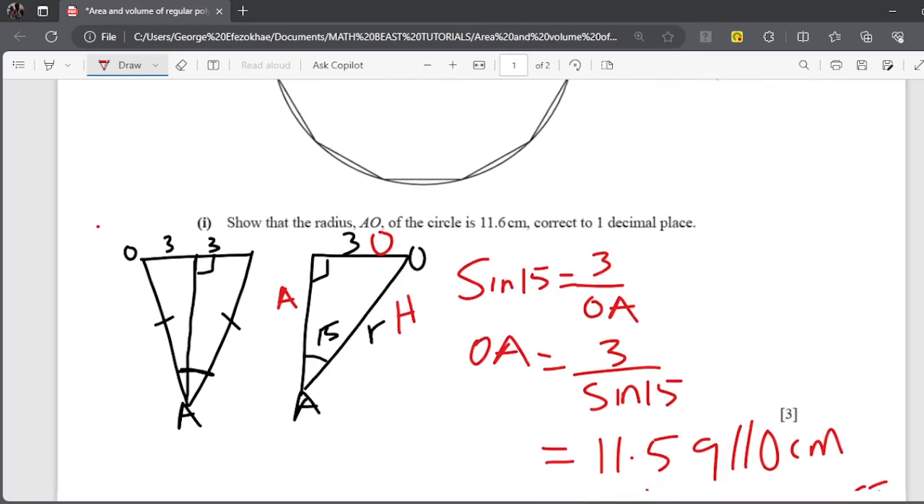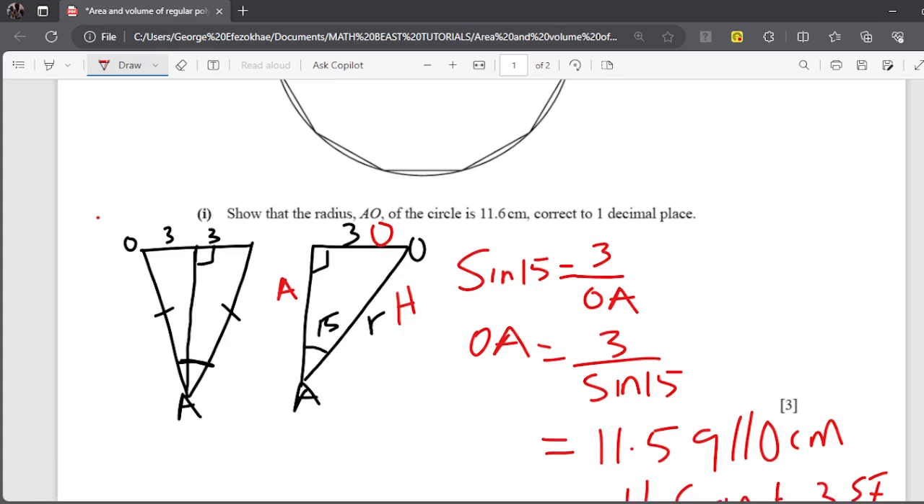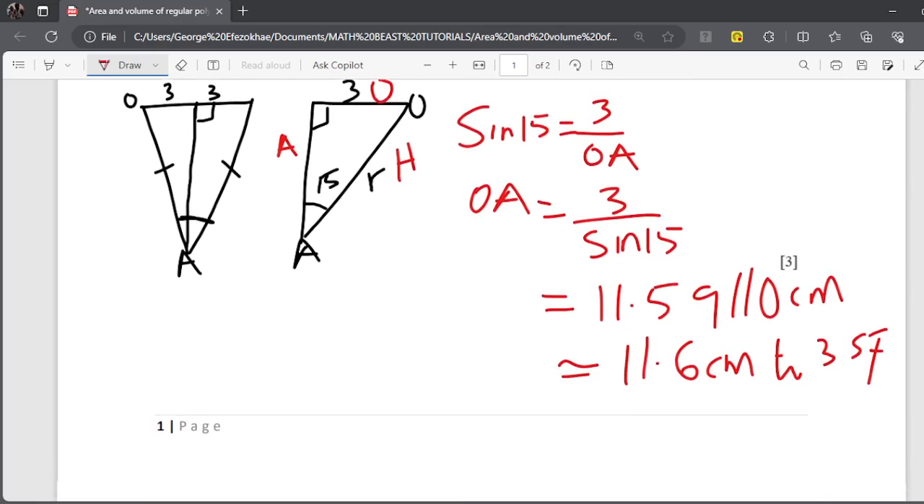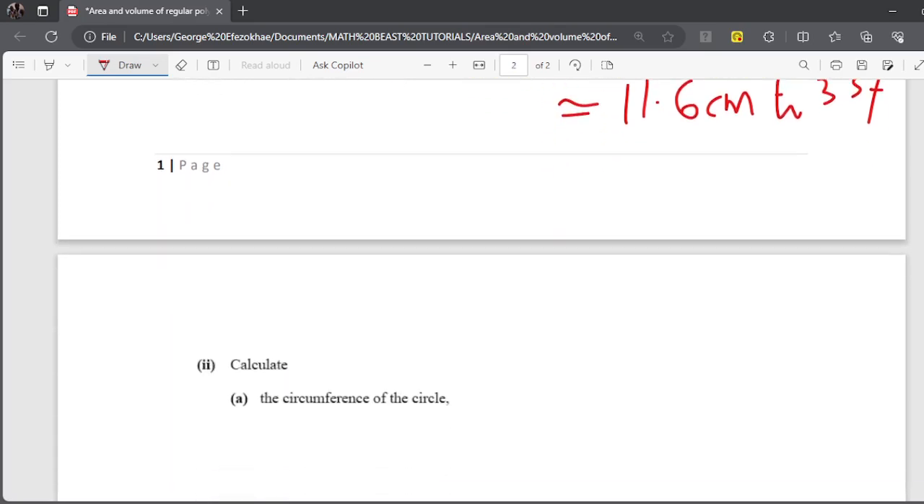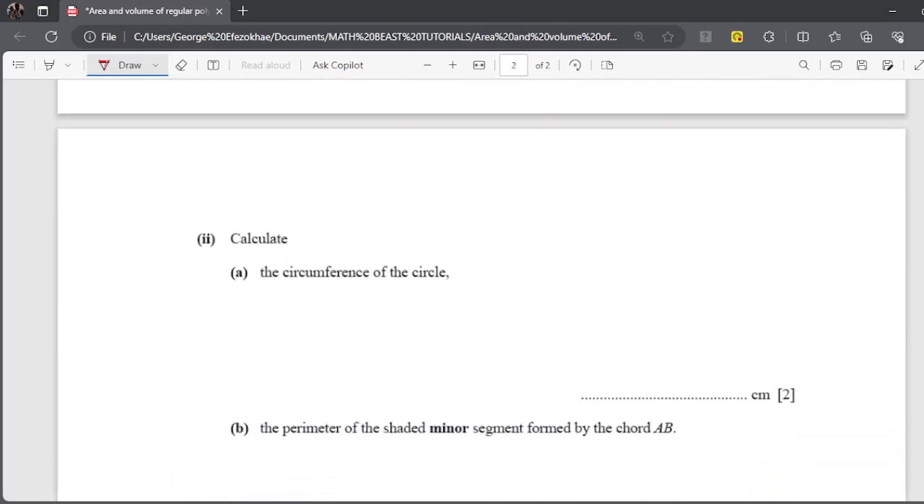Actually, we use SOHCAHTOA to find the radius. Since the angle is divided into 2, we have 15 each. So we apply trigonometry there to get our radius to be 11.6. Then they ask us to calculate the circumference of the circle.